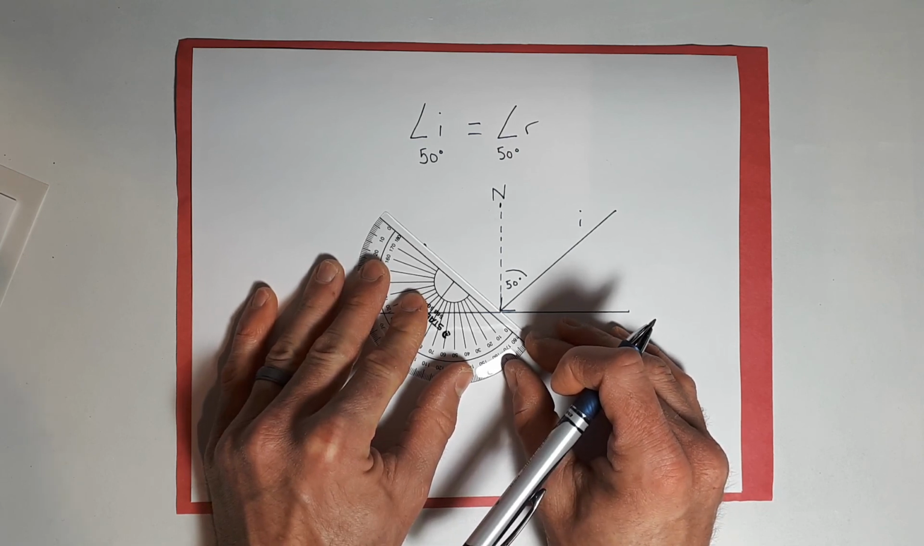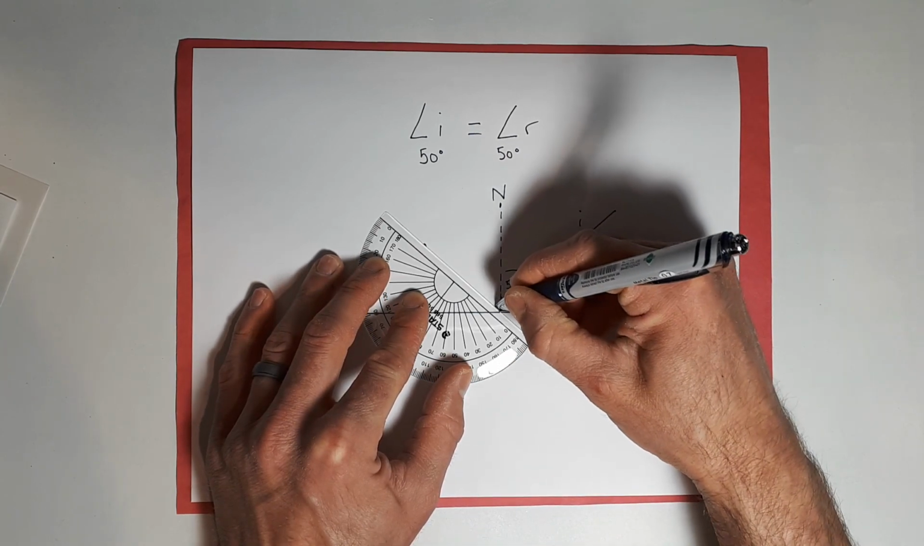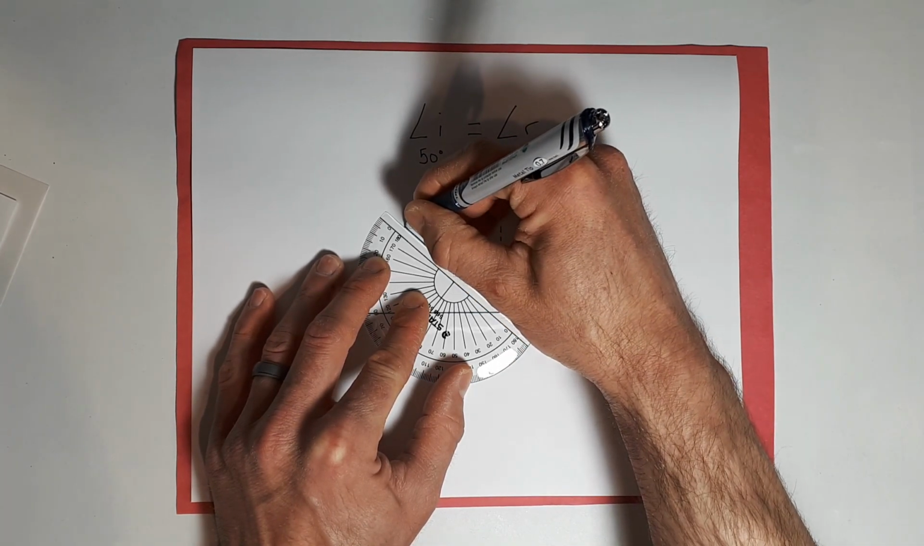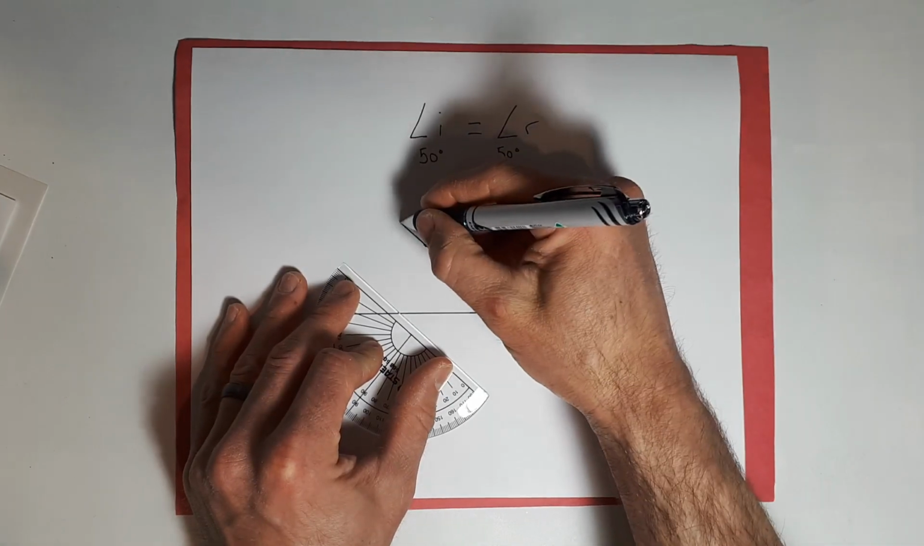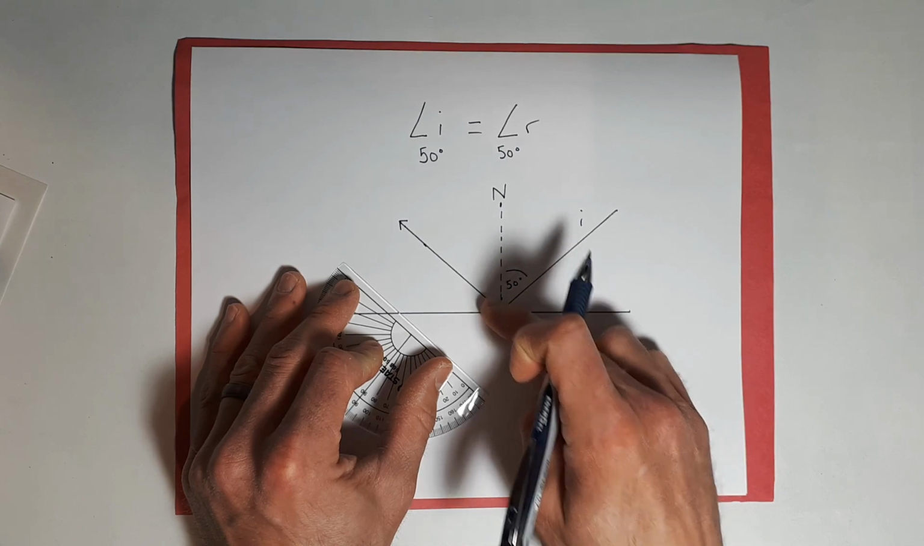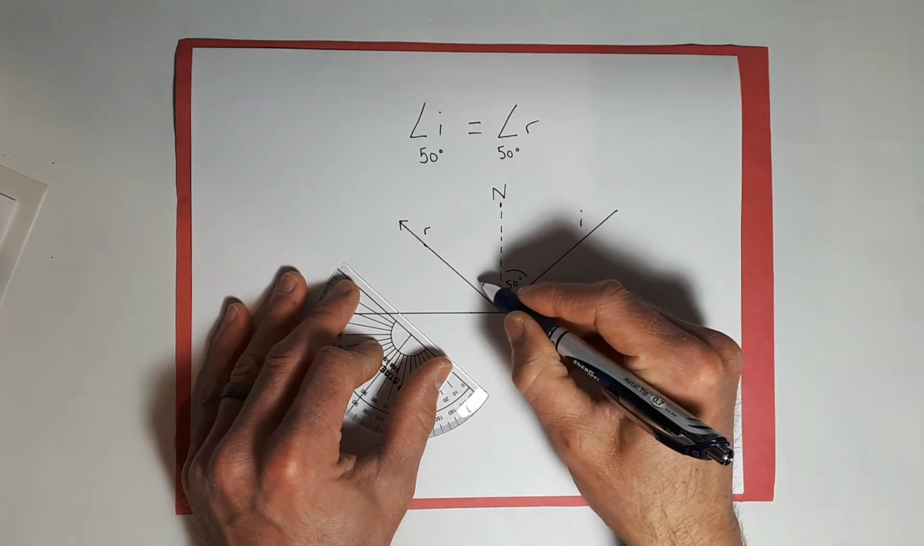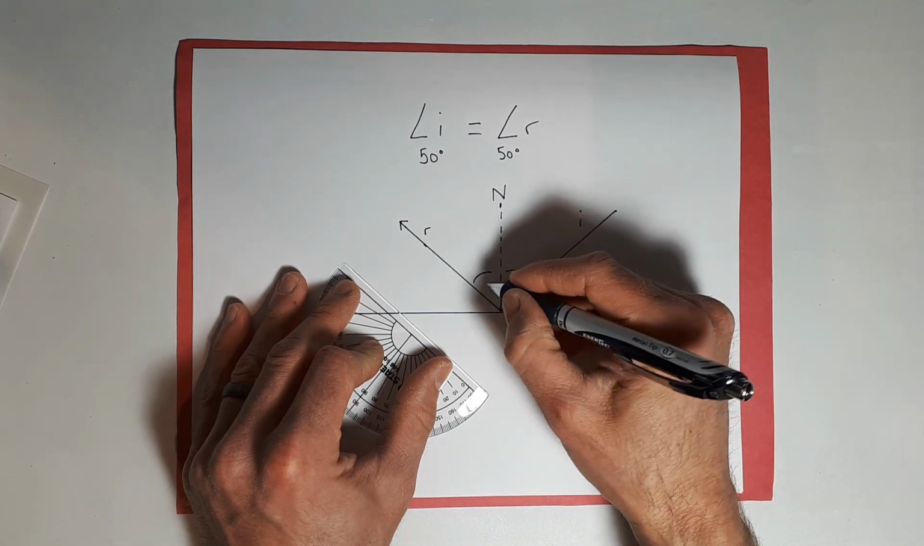So right there. There we go. Okay, I'm going to put an arrowhead here to show the direction of the light. So incidence and then reflection. So we're going to put an R here for reflection, and we can call this angle here 50 degrees as well now, measured.